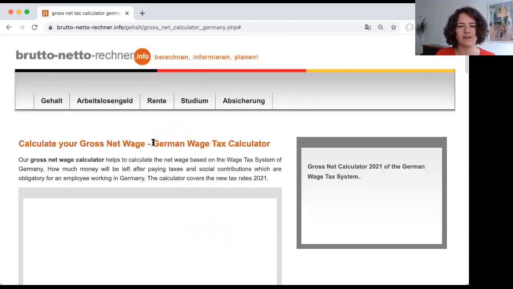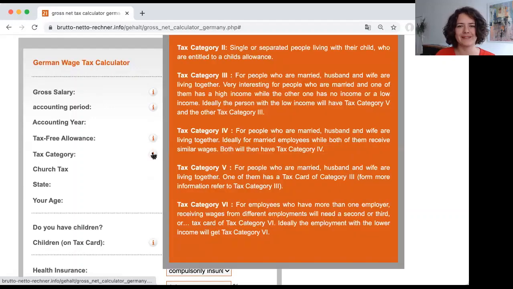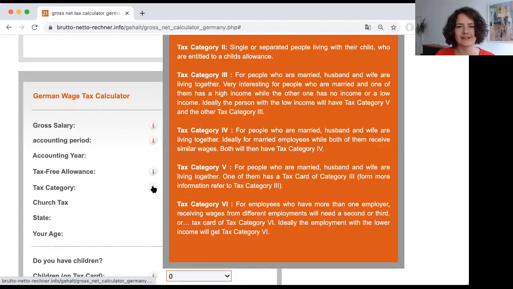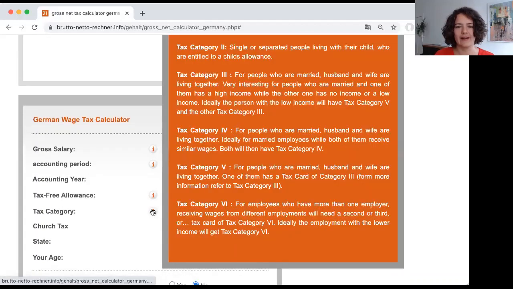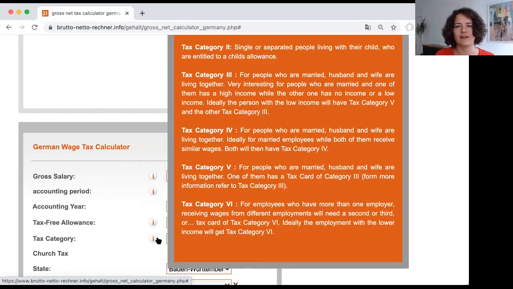Here you also have this nice info box, where there's an explanation provided, and you will see that it says that, okay, there are different tax categories. The first one is for singles and persons who are not married. So those persons usually fall in tax category 1. That's where most of you are probably assigned automatically.